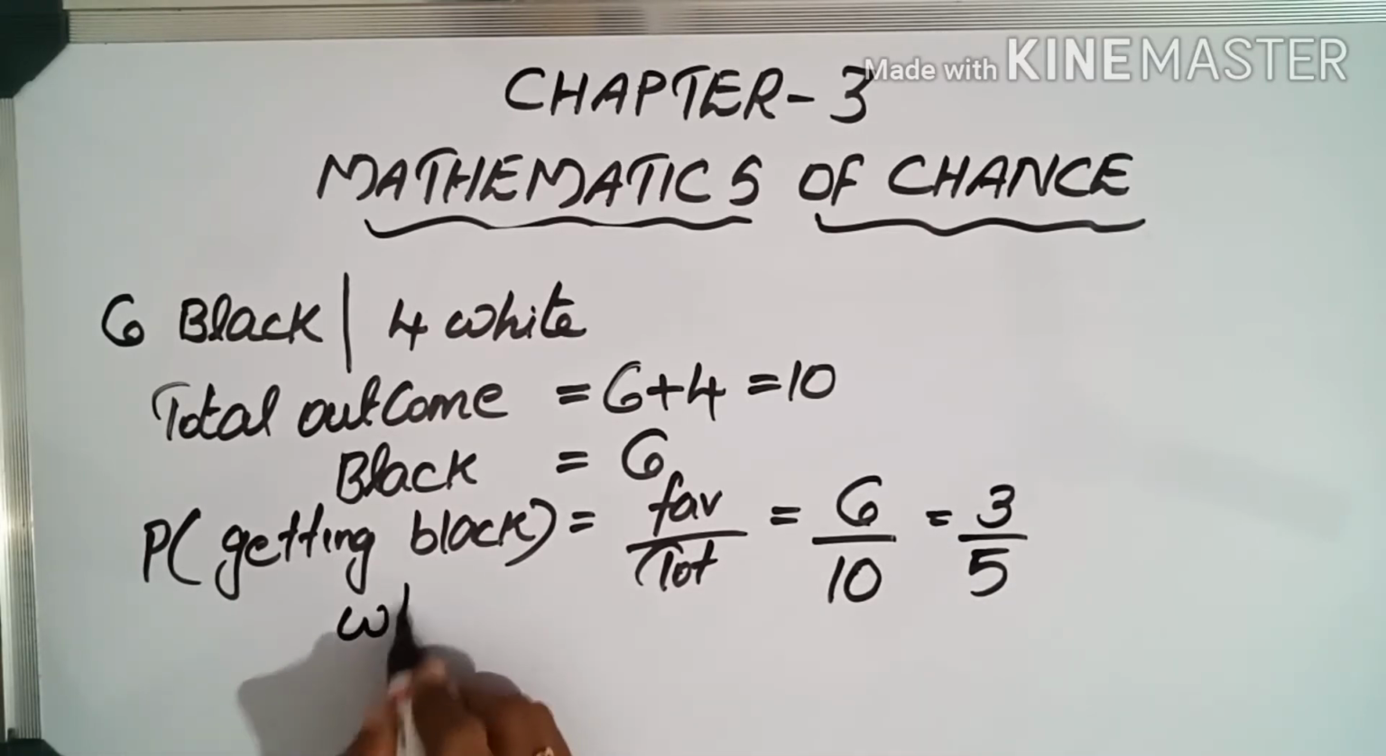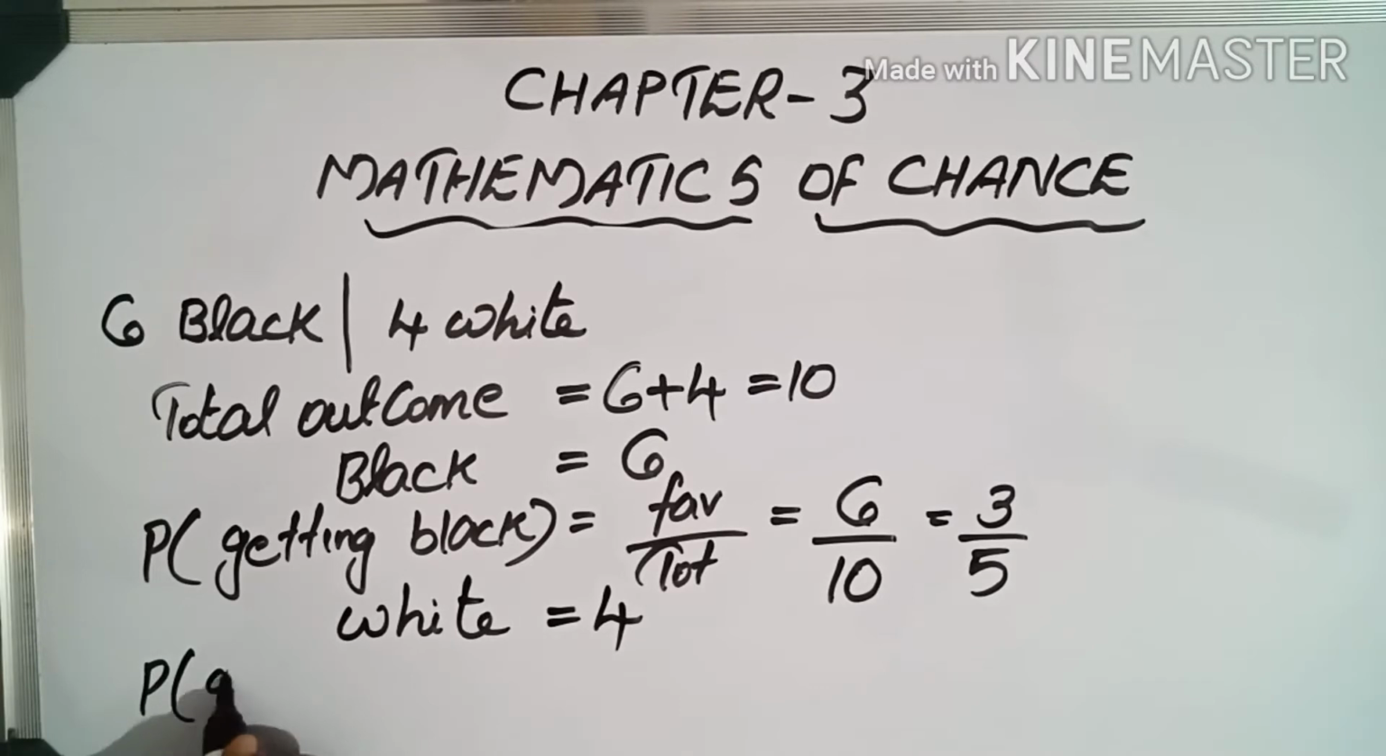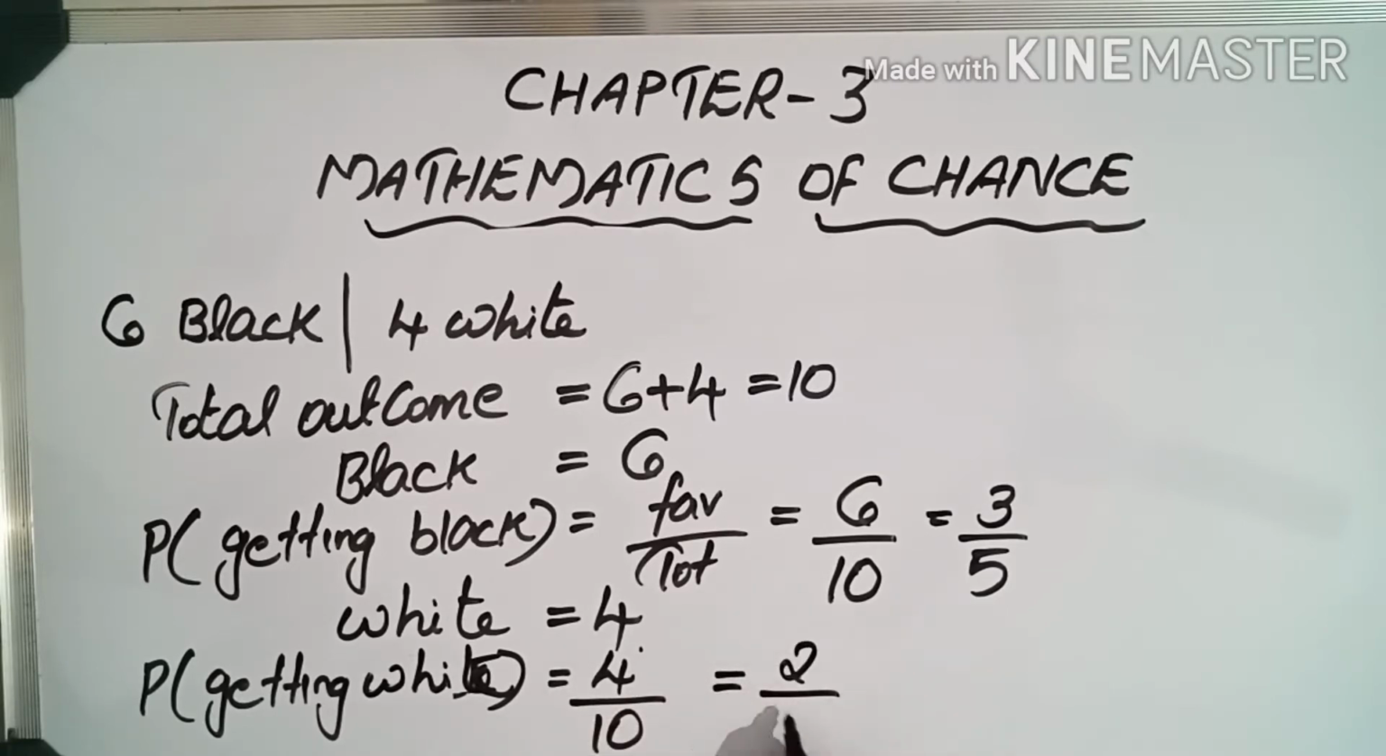Next is the white ball. How many white balls here? White balls are 4. So the probability of getting white out of 10 balls, if you are taking one ball without looking into that box, is favorable by total. Here the favorable case is white, so the white number is 4 divided by total 10. Out of 10 balls, only 4 is the chance of getting white. So 4 by 10, the simplified form will be 2 by 5.